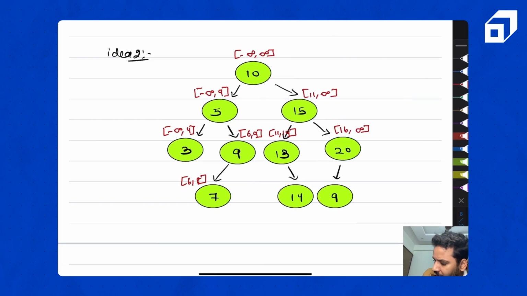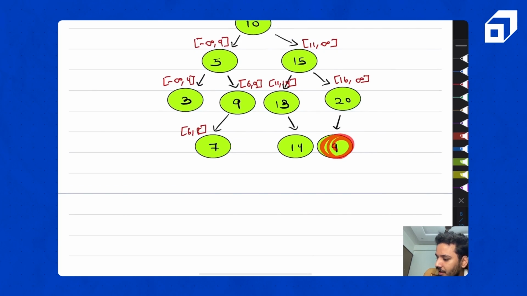Now let's come to this 9. This has to be less than 20, so at max it can be 19, but minimum it can be what? Minimum it can be 16 from the parent. It could have been anything from 16 to 19, and that is fine.